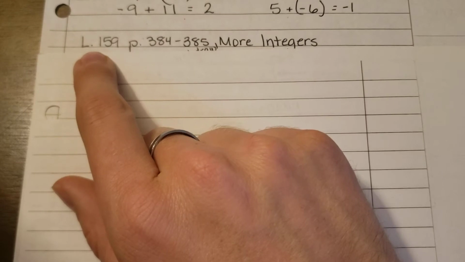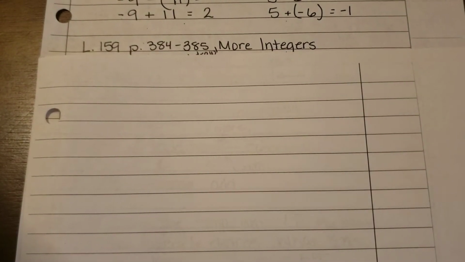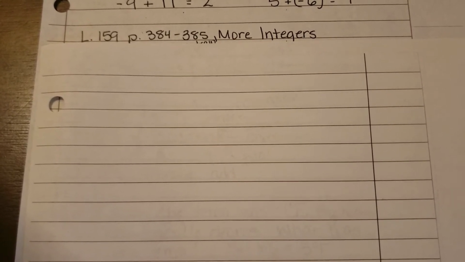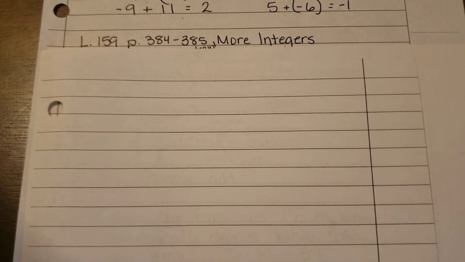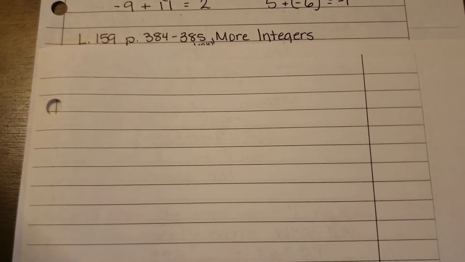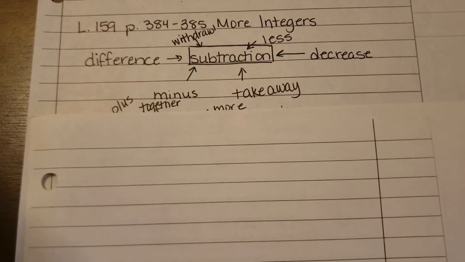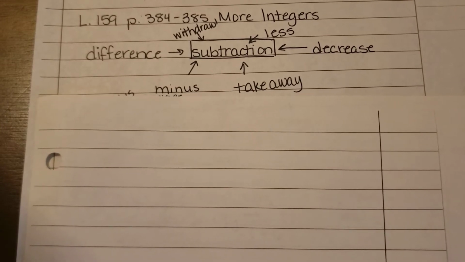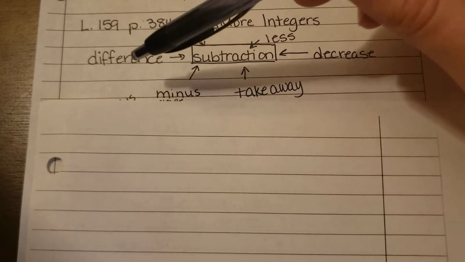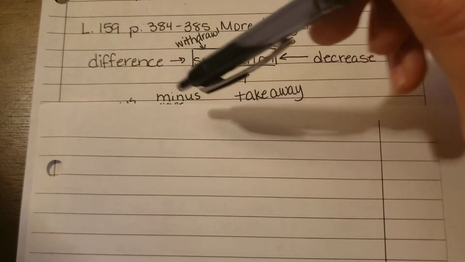Coming to you with lesson 159. We're talking about more integers. So, the first part of this lesson goes over a bunch of word phrases we use that are clues for what operation we're going to do. Okay, so if you see any of these words, whether we're talking about less, withdraw, difference, minus, take away, decrease, they all talk about subtraction.